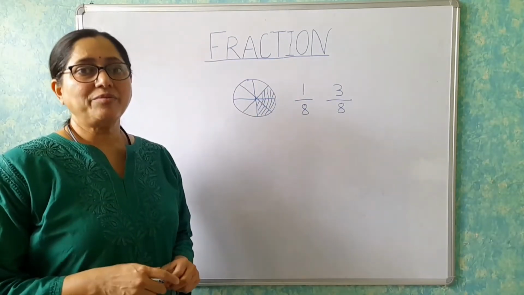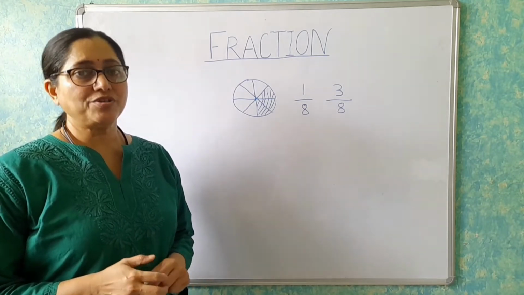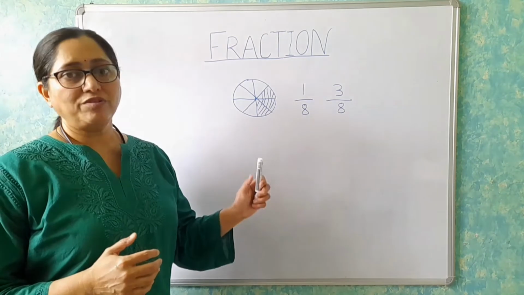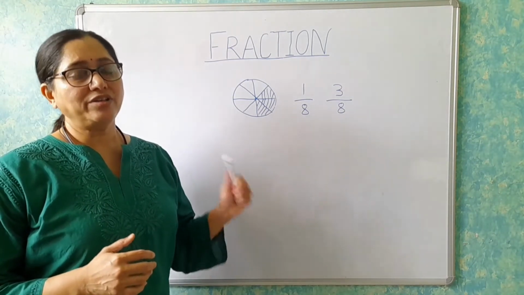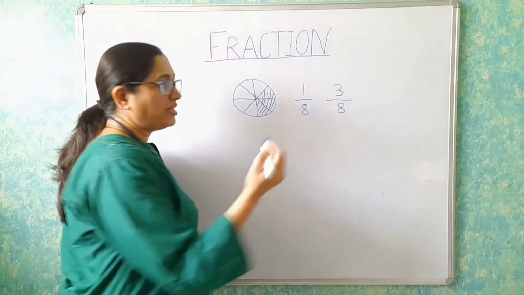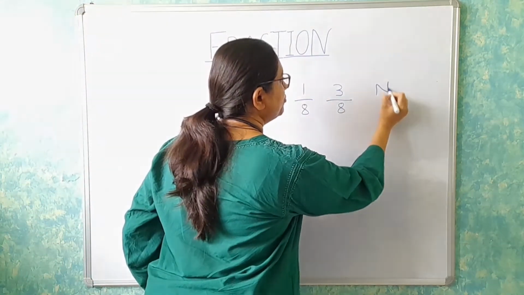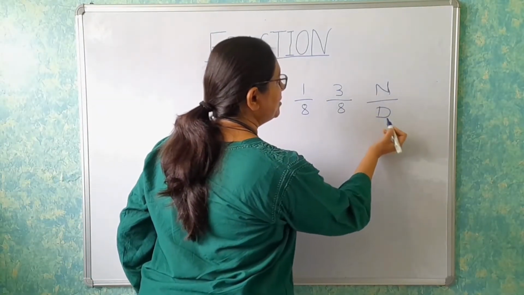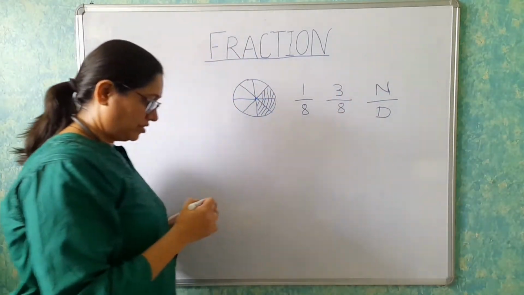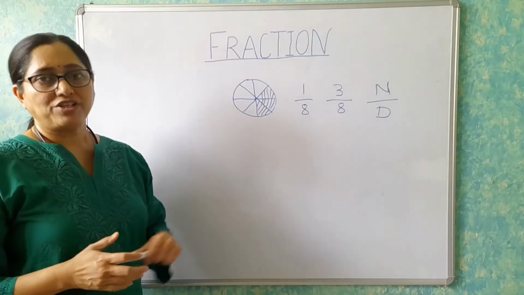I have seen that many times students get confused about numerator and denominator. But denominator is always written on the downside and denominators are always divisor. So you can remember it like that: numerator and denominator. Denominator, divisor, downside. So this is what fraction is.